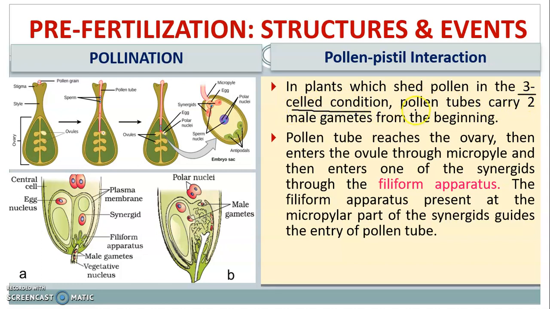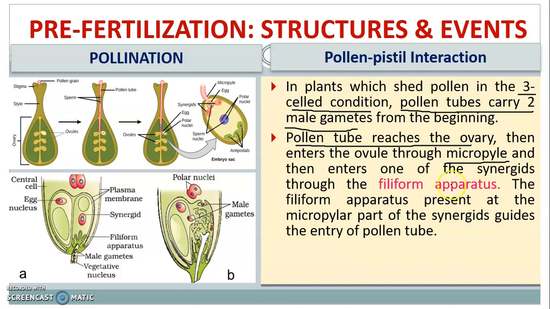Now in this case, the pollen tube already carries two male gametes from the beginning. So let's come to the difference. If it is the two-celled condition, then one of the cells divides into two male gametes, but if there is the three-celled condition, then from the initial time the pollen tube carries the two male gametes. Now the pollen tube reaches the ovary and enters the ovule through the micropyle, the gate, the entry point of the pollen tube, the male gamete.